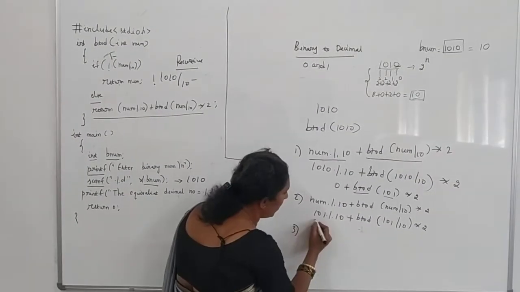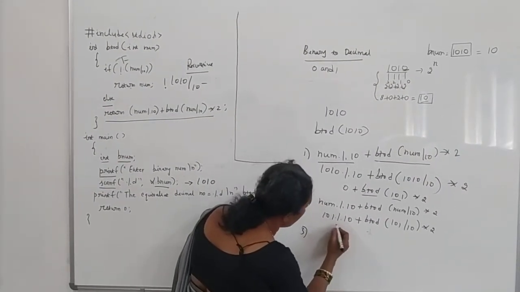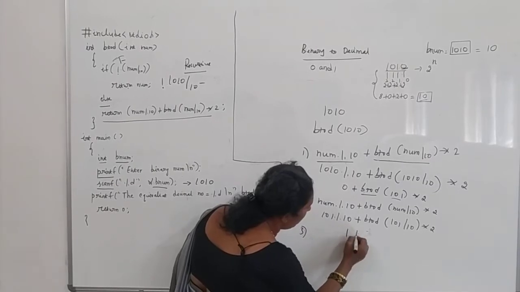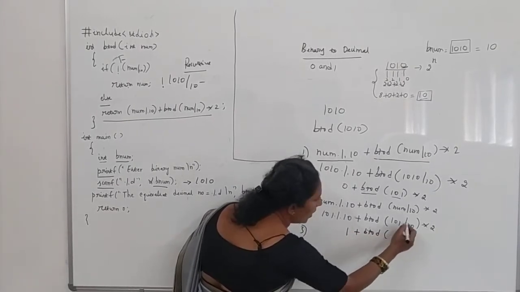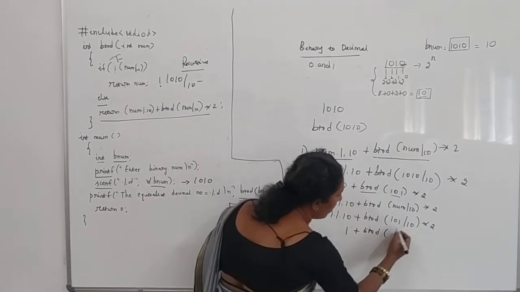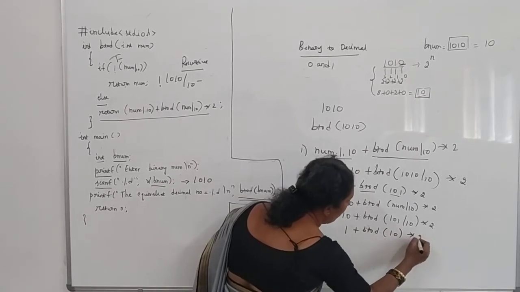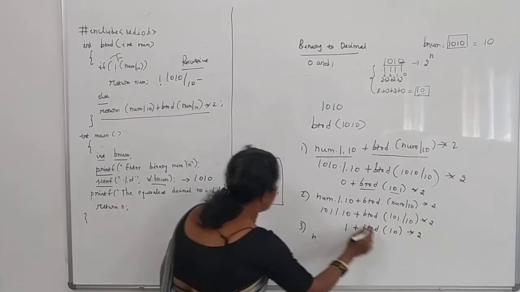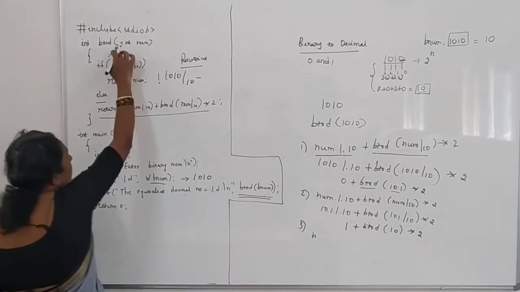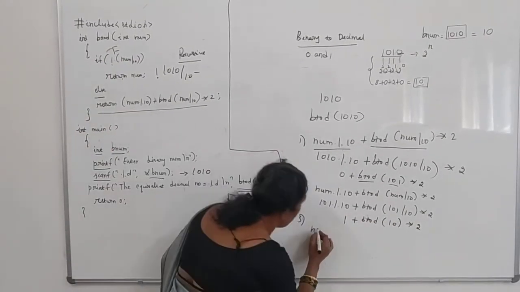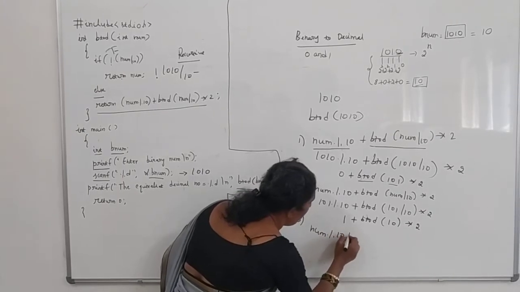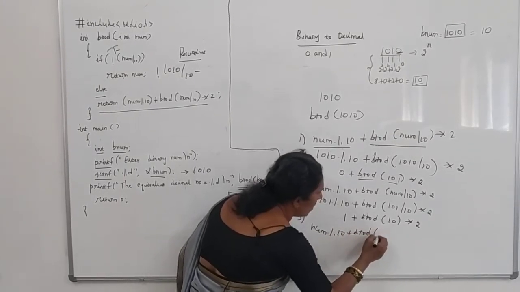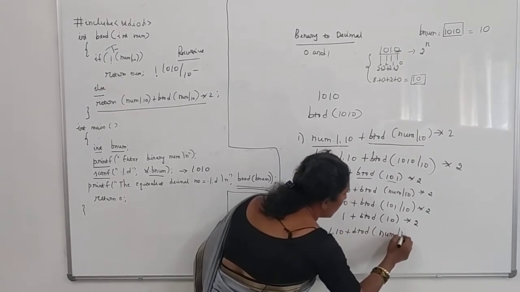Next, here I will get what? A remainder of 1 plus binary to decimal. Here what will we get? 10 multiplied by the 2. Again, once again this will be invoked, which means this function will be invoked again. So num modulus of 10 plus binary to decimal, num divided by 10.